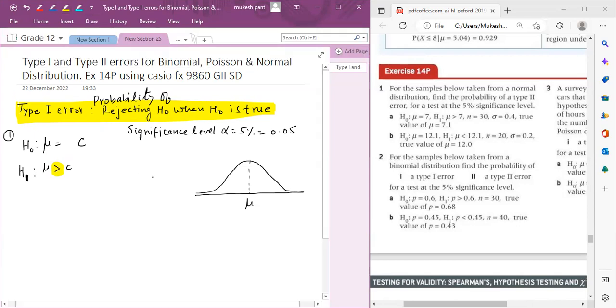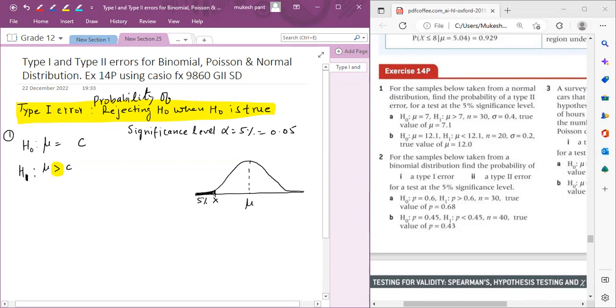So here you see the 5% will be somewhere here, this 5% level. Okay, 5% and 0.05. So here you have to find out the critical region. Critical region is this x value. You have to find out for which value of x the probability is 0.05. So we can use the inverse binomial distribution or Poisson distribution or normal distribution. I will show you how to use the calculator, but before that you must know the concept.